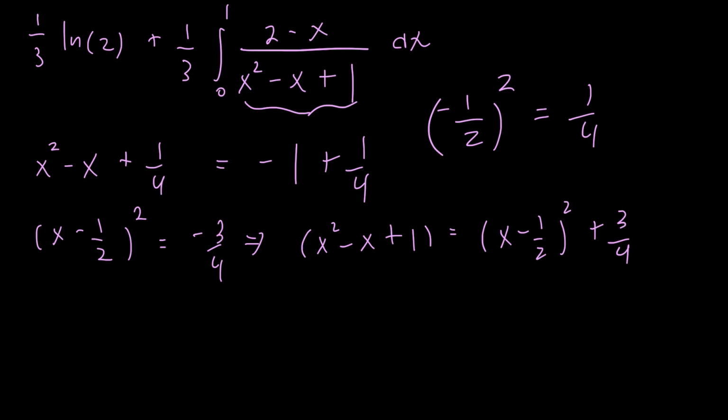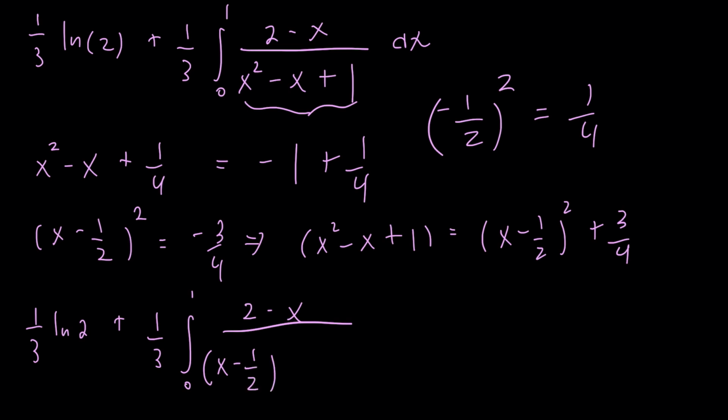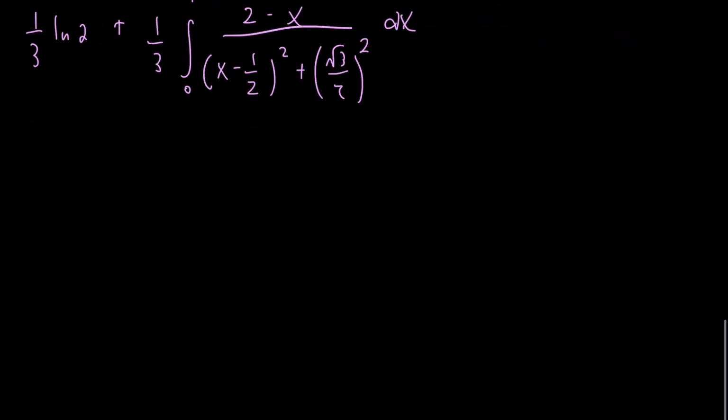So now let's replace this into the integrand. So we have 1/3 the natural log of 2 plus 1/3, and then the integral from 0 to 1 of 2 minus x divided by x minus a half, quantity squared, plus, I'll rewrite 3/4 as the square root of 3 over 2, quantity squared, dx. And now from here, for the second integral, we can use a trig substitution.